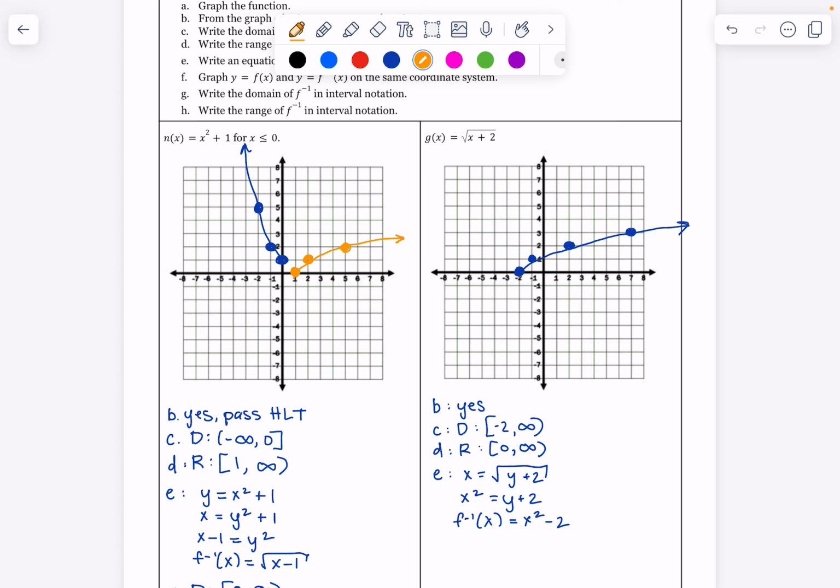F says graph it, so if I have x squared minus 2, that would be down here. And it doesn't say to not use certain values, so we'll just go both ways.